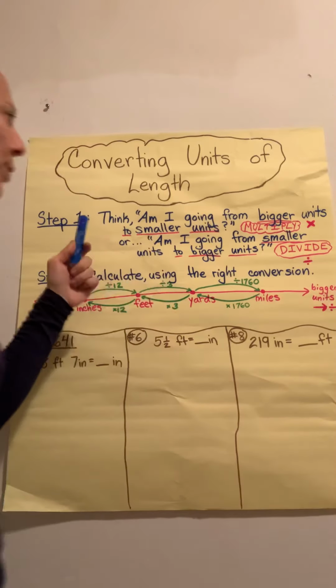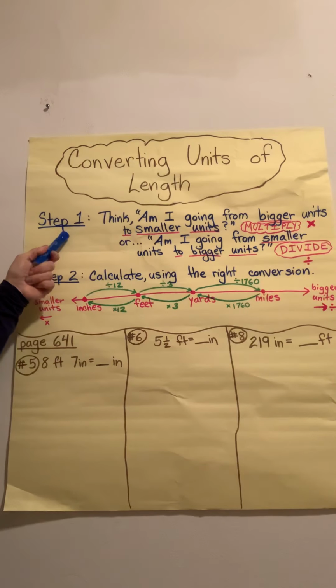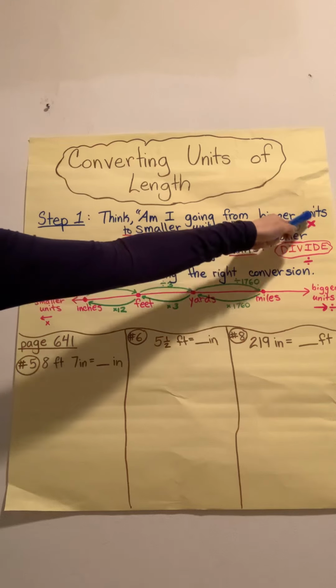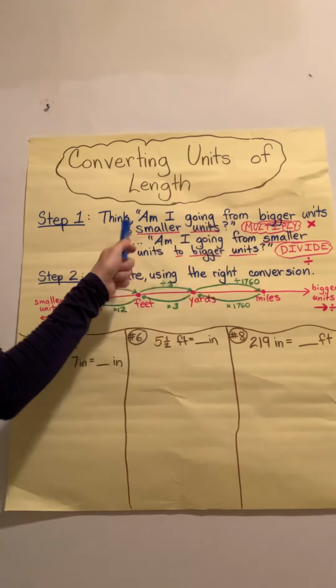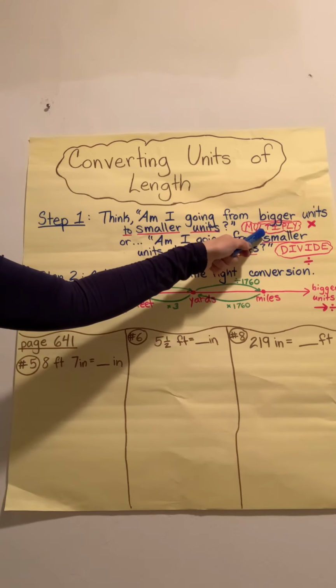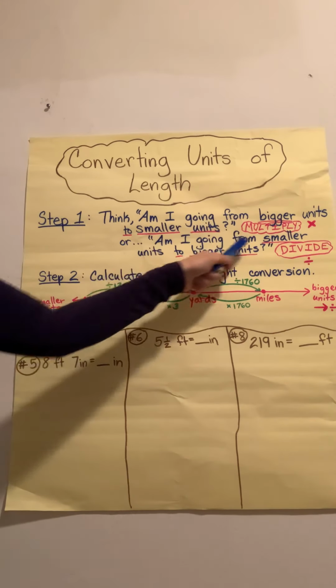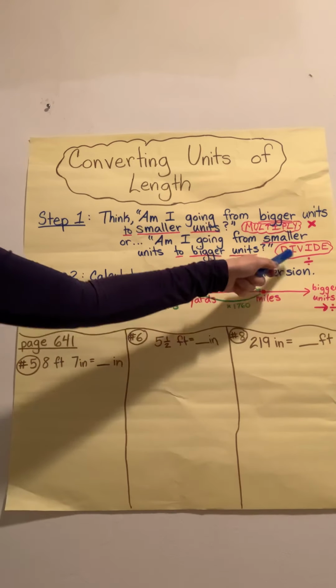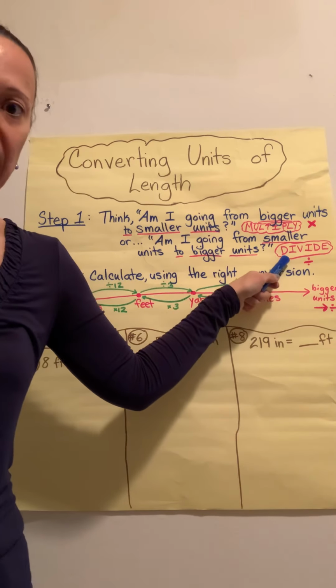Okay, when you are converting units of length, the first thing you need to do is ask yourself, am I going from a bigger unit, like a yard or a mile, to a smaller unit? Then you're going to multiply. Or am I going from smaller units to bigger units? Then you'll have to do the opposite and divide.